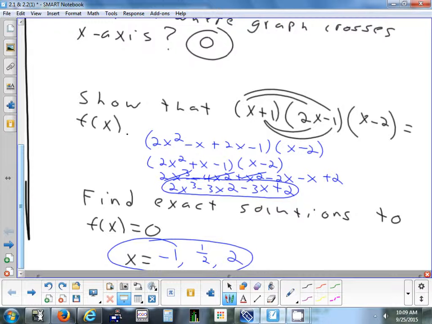And the last one is 2. Plug that into the last factor. 2 minus 2 is 0. 0 times anything else in the other 2 factors will always be 0.